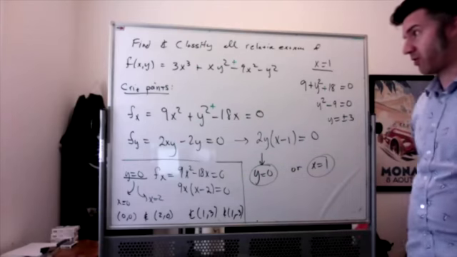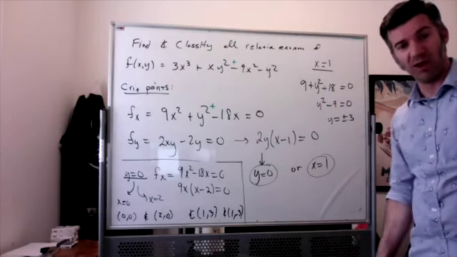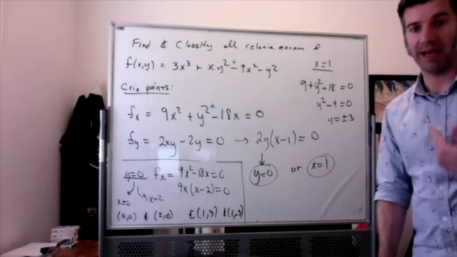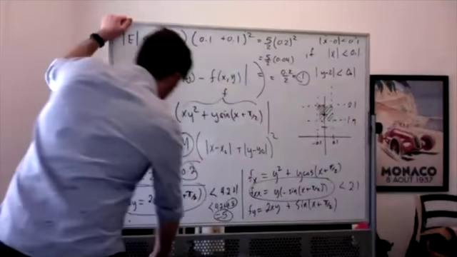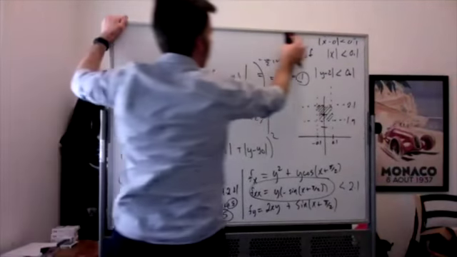So these are our 4 critical points: 0, 0; 2, 0; 1, 3; and 1, negative 3. And now we want to classify them all. Okay, so to classify them, we have to find the determinant of the Hessian.